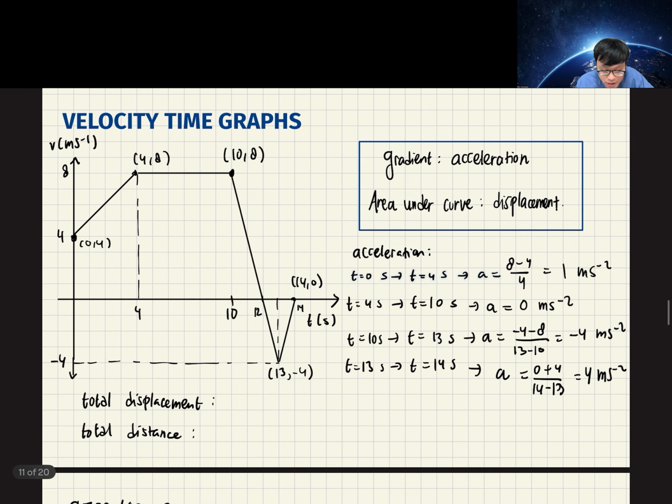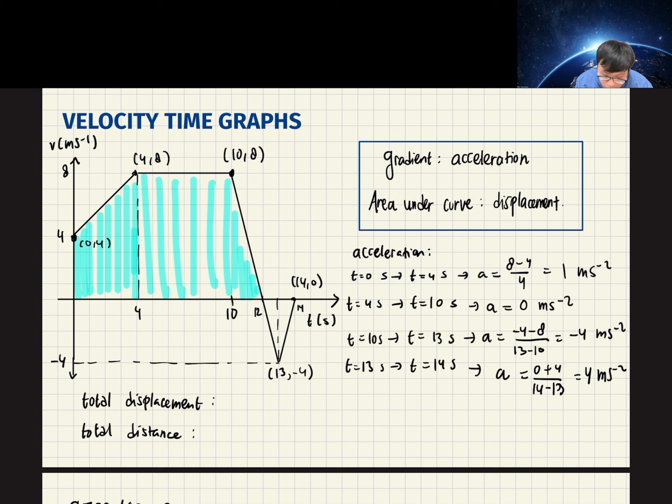Now, how do we find the total displacement and total distance? We use the idea that the area under the curve is equal to displacement. So it consists of 3 main shapes. The first one is a trapezium, and then we have another trapezium over here, and then we have a triangle. So we have area 1 until here, area 2 until here, and area 3 is here. To find the total displacement, you just need to find the area. So let's find the area.